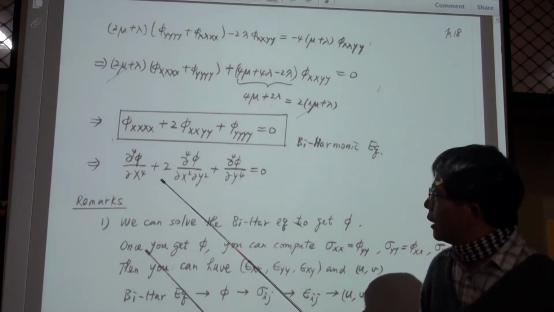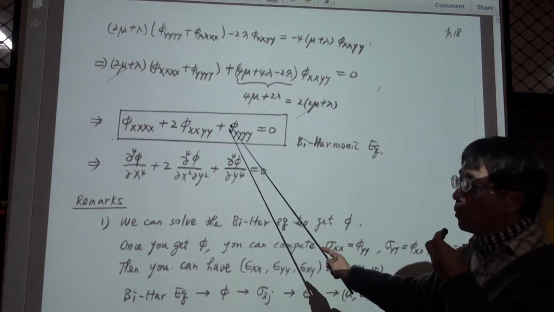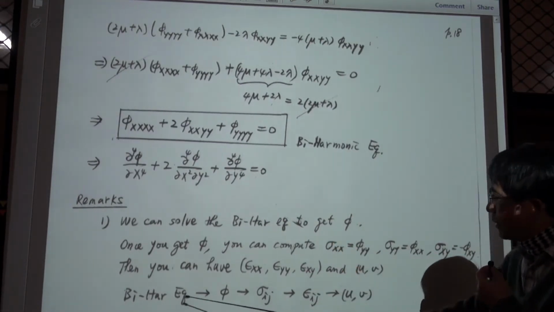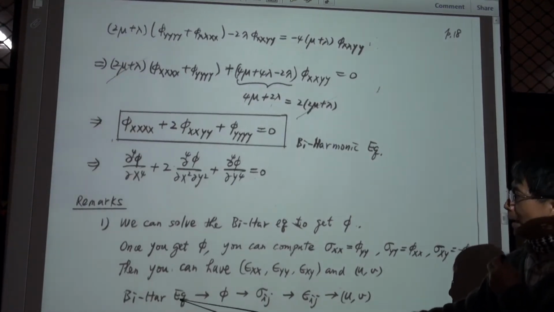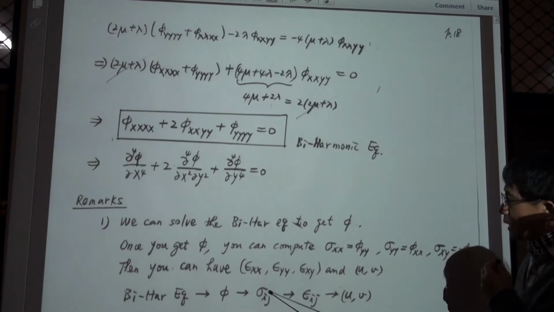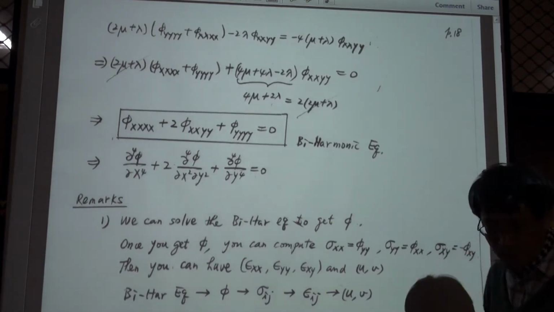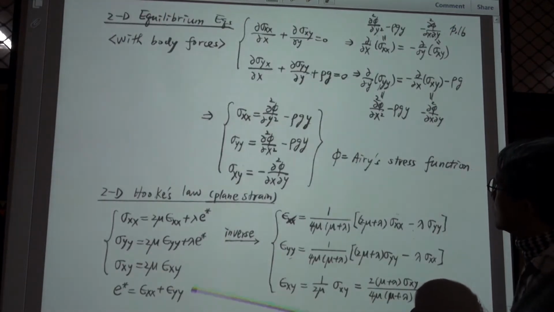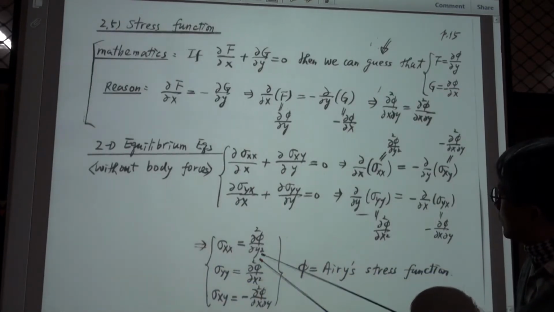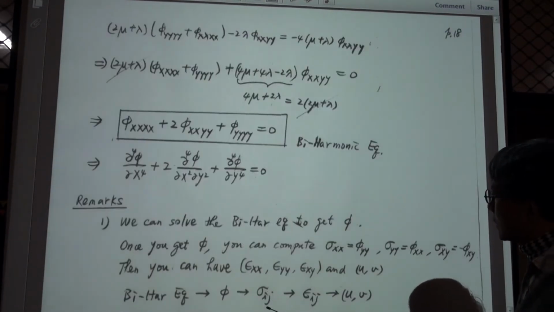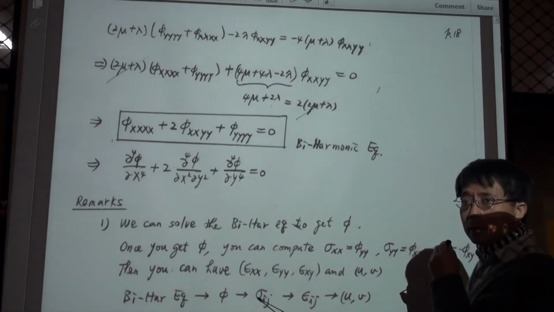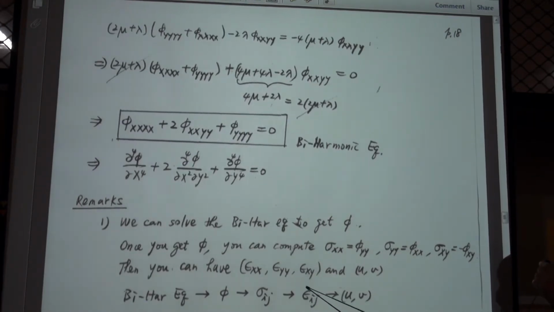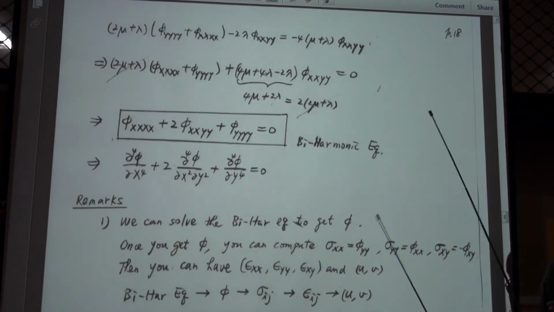So this equation is exactly the equation we want. Okay? So in one equation for one unknown, we can solve this equation for the unknown phi. Once we solve the biharmonic equation for phi, we can compute sigma, the stress field, by this formula. This, right? Or this, okay? So once you get phi, you get the stress. Once you get the stress, you can use the Hooke's law to compute the strain. And then by the integration, you can get the displacement field, right?